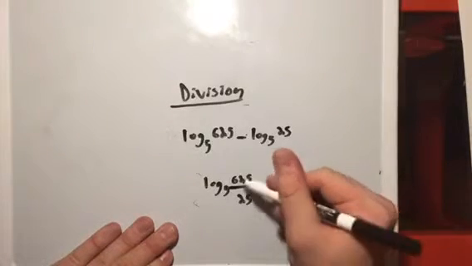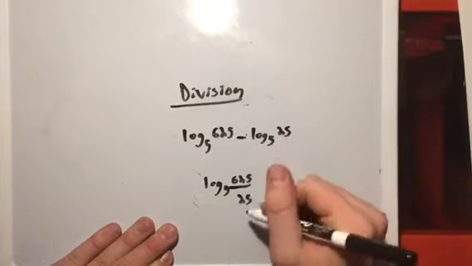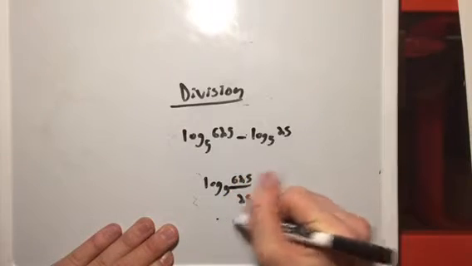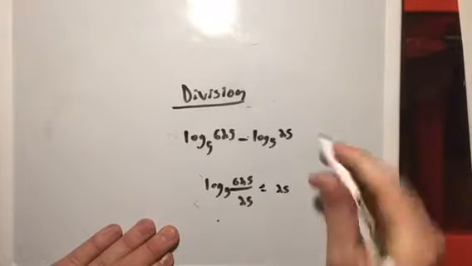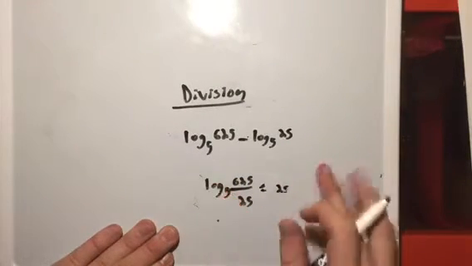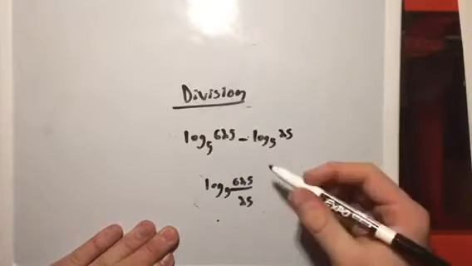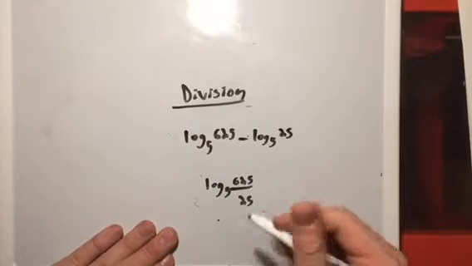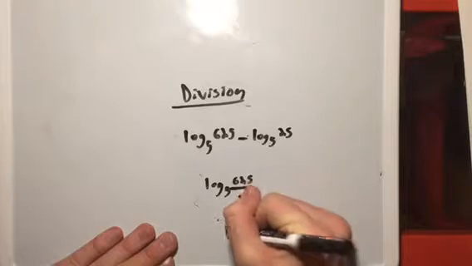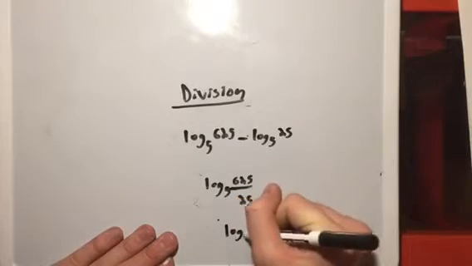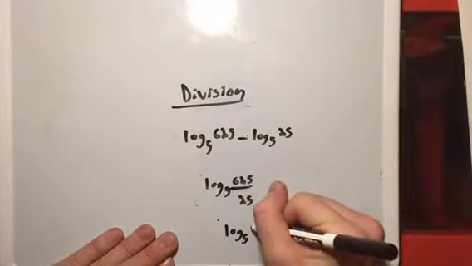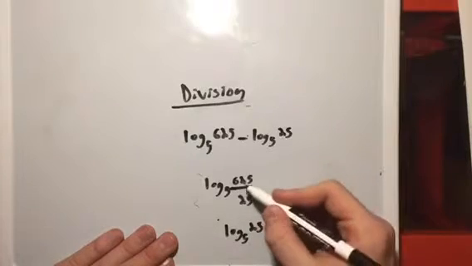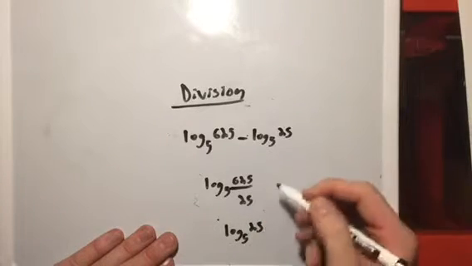So 625 divided by 25 equals 25. Now 25 isn't the answer to this. 25 is only the answer to 625 divided by 25. So what our log would look like would be log base 5 still, of 25, because 625 divided by 25 equals 25.